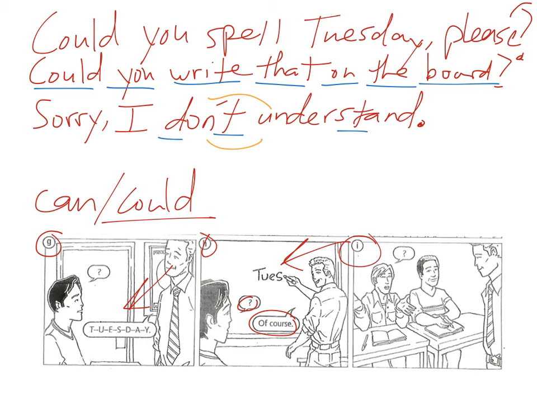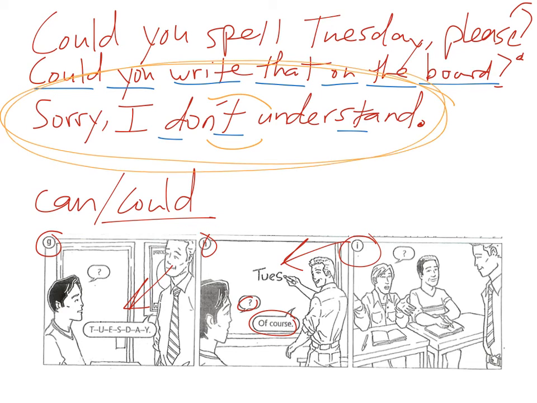Yeah. Now this is an important phrase. The two most important that you need to memorize. One, could you repeat that, please? Two, sorry, I don't understand. Those two, you say every day. No hay pena. I'm sorry, I don't understand. Could you repeat that, please? No hay pena. I don't understand. Could you repeat that, please?